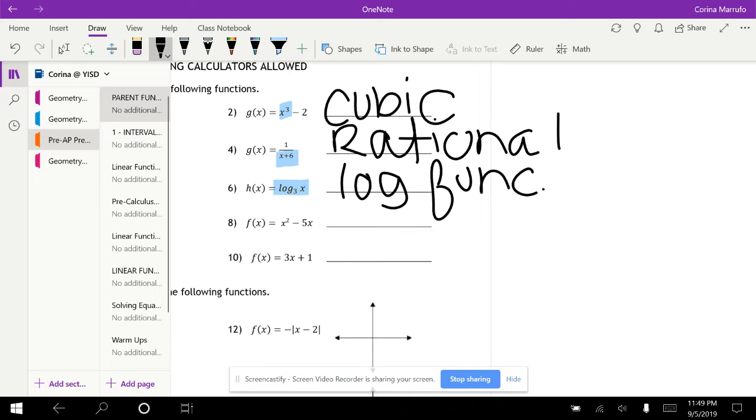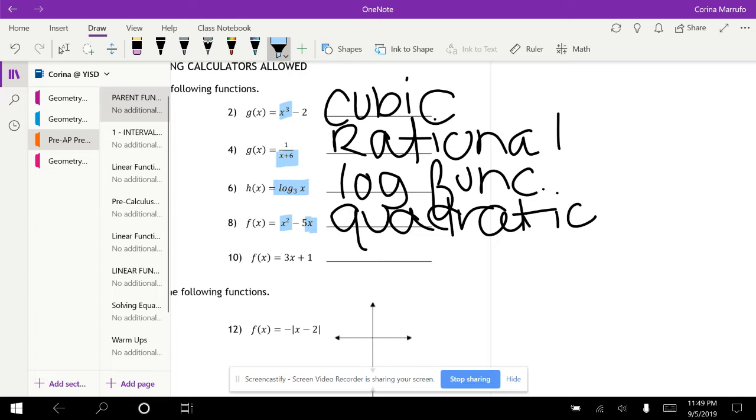All right, the next one. Here we have x squared and we have x. Because we have both of them, it doesn't make it a linear and a quadratic at the same time. You look for the highest exponent. The highest exponent is to the second power, so that's going to make this a quadratic function. Quadratic. And then the last one, we have 3x plus 1. Because we have the x there, that makes this a linear function. Linear.